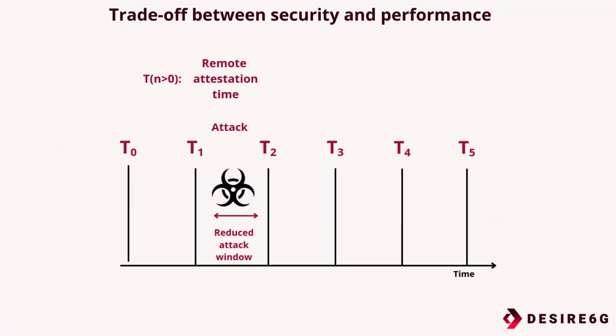Now, by increasing the measurement frequency, we reduce the attack window and increase the likelihood of detecting a compromise. This is because the attacker has less time to modify the system and restore it to its original state before the next measurement takes place. In other words, the shorter the interval, the harder it becomes to perform undetected tampering.